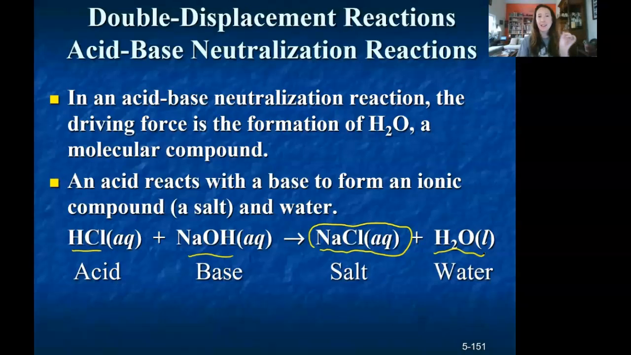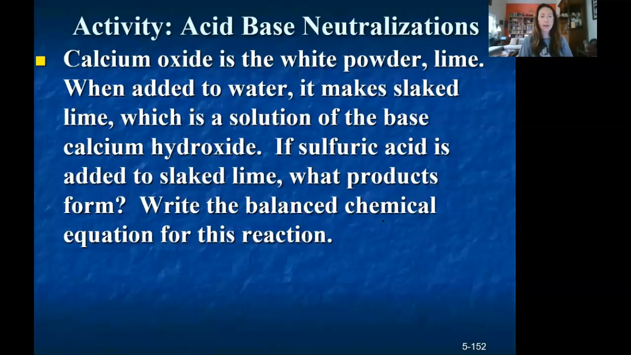Remember, any ionic compound is a salt. We just call this table salt because it's the one we use all the time in our daily lives. So we just call it salt. But any ionic compound is actually a salt. Okay.